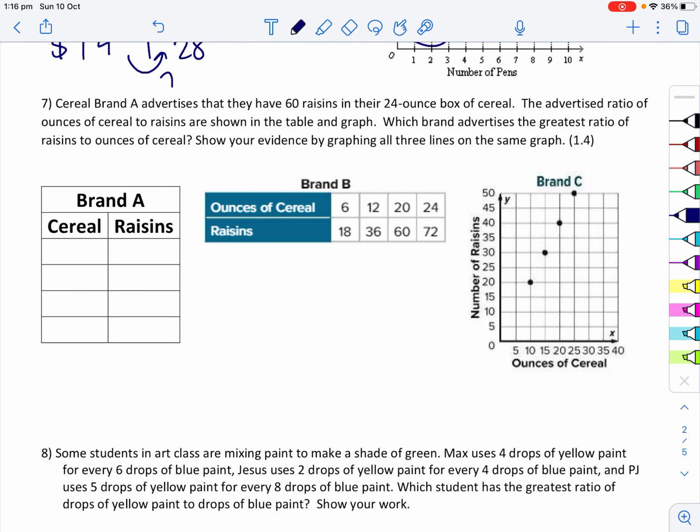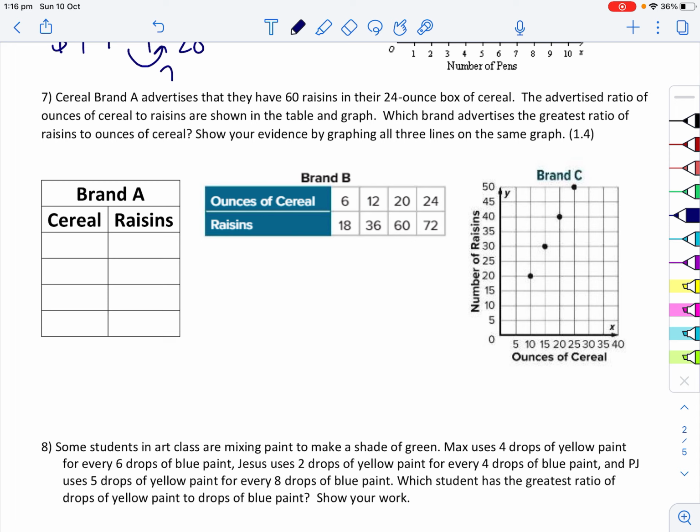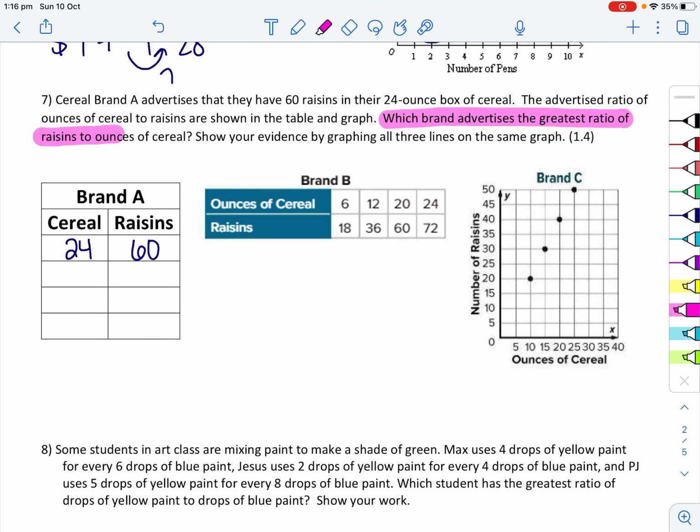Number 7 says cereal brand A advertises that they have 60 raisins in their 24-ounce box of cereal. The advertised ratio of ounces of cereal to raisins are shown in the table and the graph. So I've got brand B and brand C already given to me. Which brand advertises the greatest ratio of raisins to ounces of cereal? So that's what I'm trying to answer.